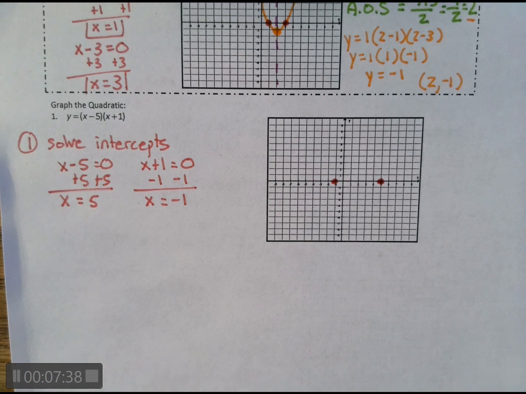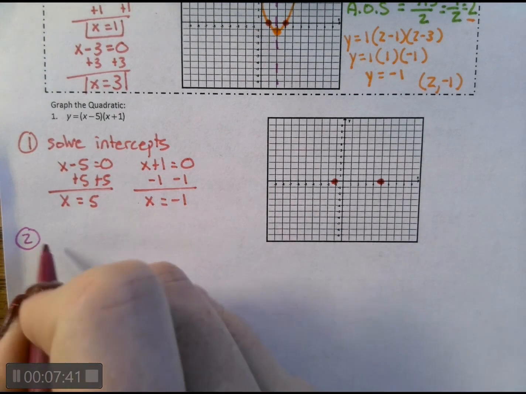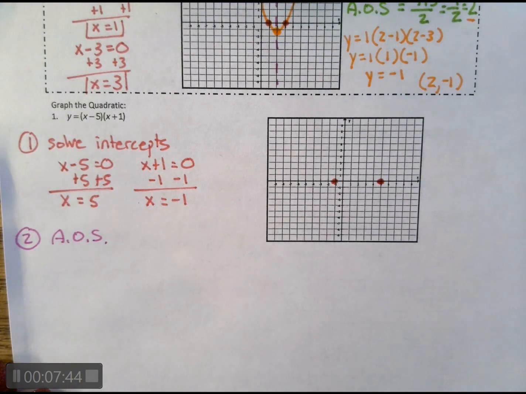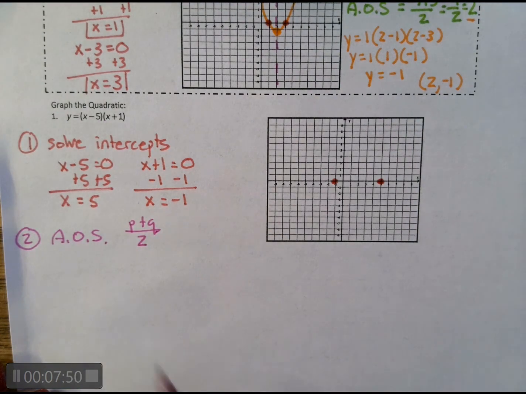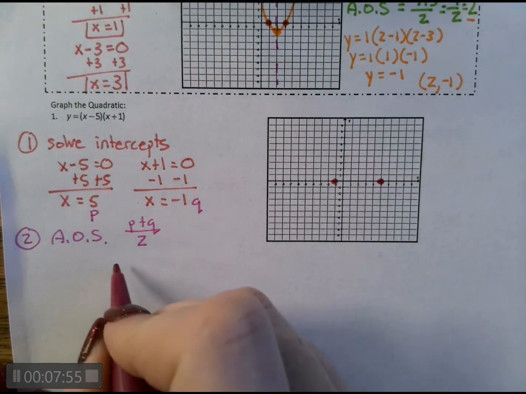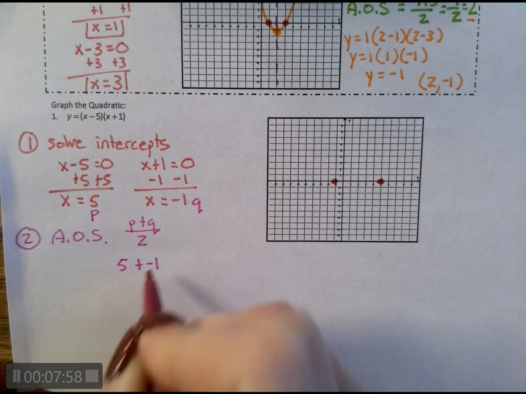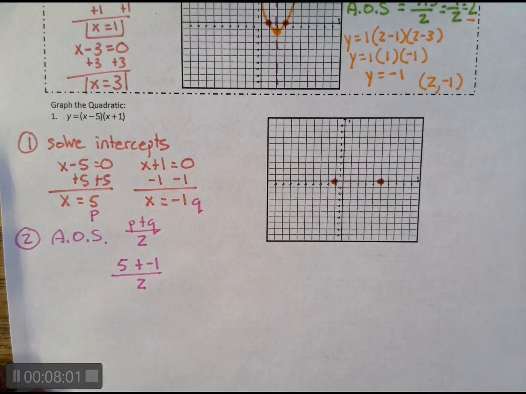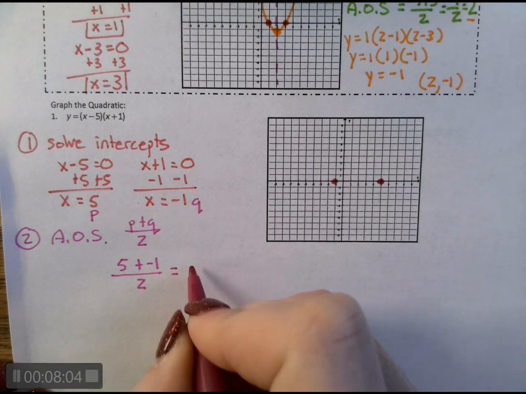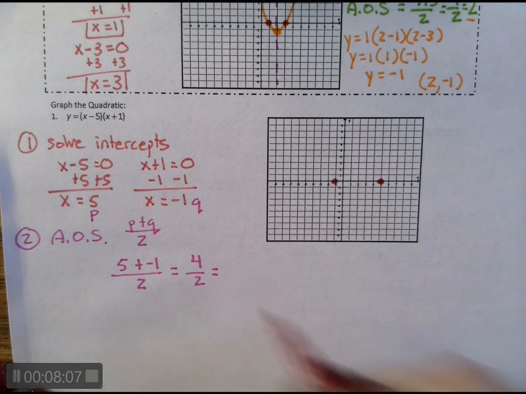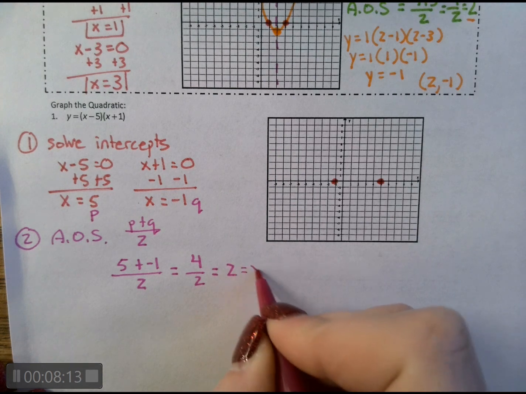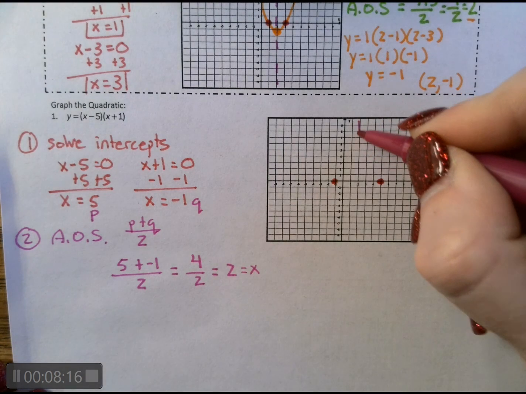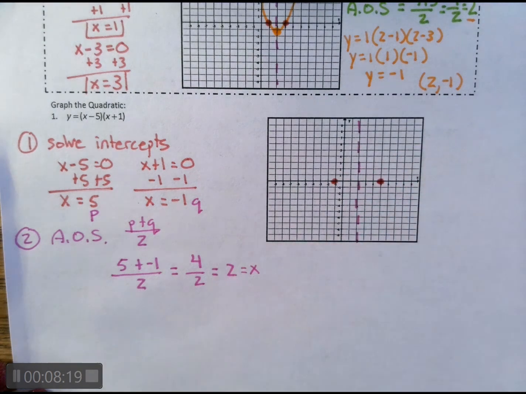Okay. Our second step is going to be to find the axis of symmetry, which remember is going to be our p plus q divided by 2. And remember, our p and our q are what we solved for. So I'm going to have 5 plus a negative 1 divided by 2, which is going to give me 4 over 2, which will just equal 2. And remember, this is x equals. So I can graph my axis of symmetry at x equals 2.